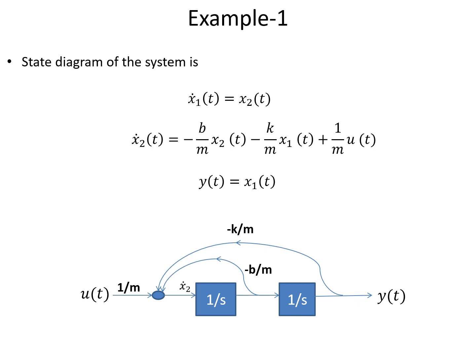So this is 1 by m because we are taking u of t here, y of t is our output, and this is x2 which is equal to x dash. Okay, so we are writing the system by using the Laplace representation. That is why differentiation here is represented with integration as 1 by s.